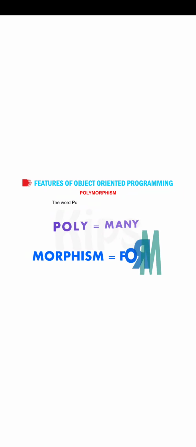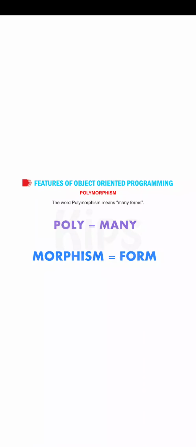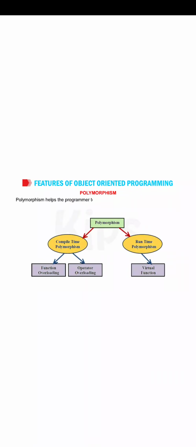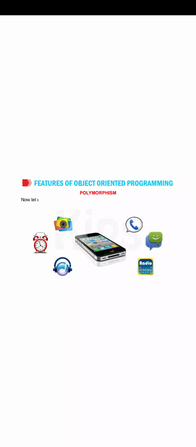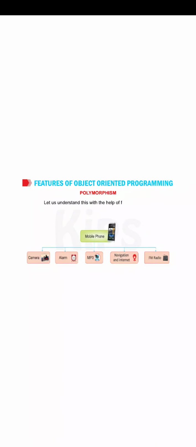Polymorphism. The word polymorphism means many forms. Polymorphism helps the programmer to use the same function name for more than one purpose. Now let us understand the concept of polymorphism by taking the example of mobile phone. Your mobile phone too has polymorphic ability, that is, one name but many functions. Let us understand this with the help of the following figure. Similarly, in OOP, polymorphism is a feature that allows a function to behave differently for different objects.